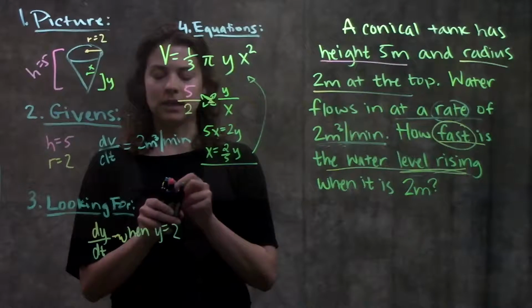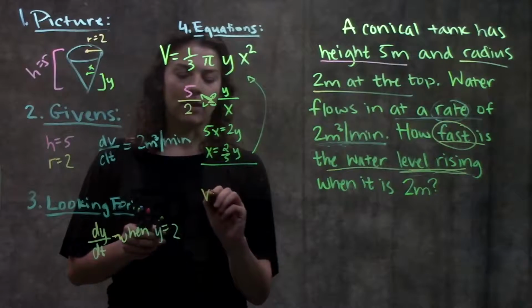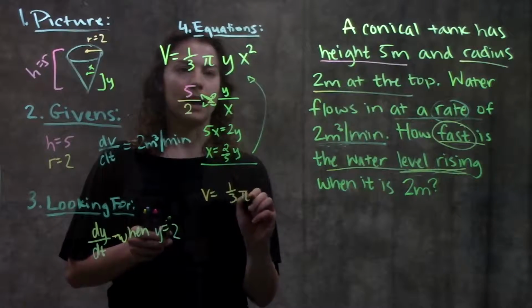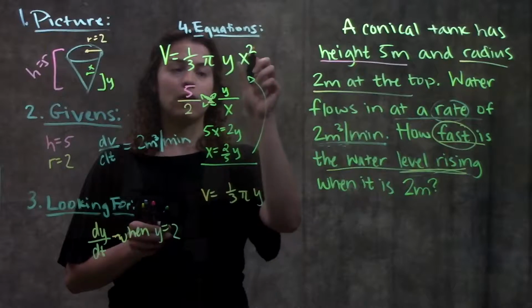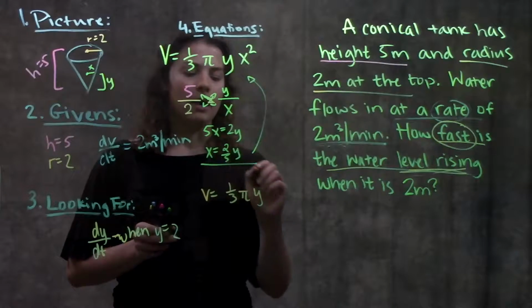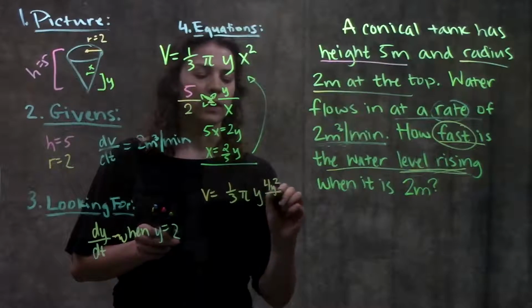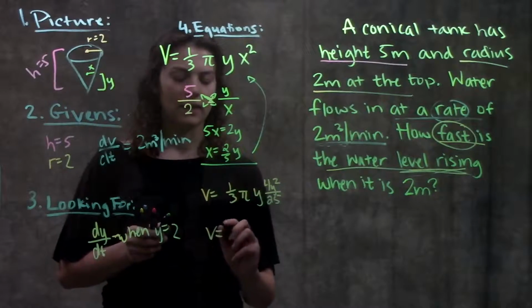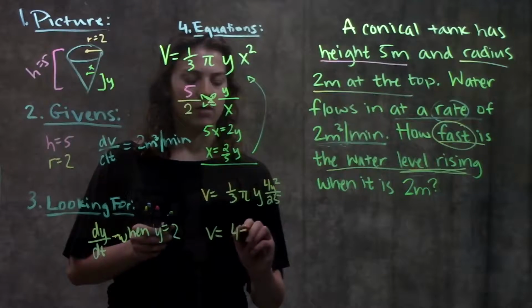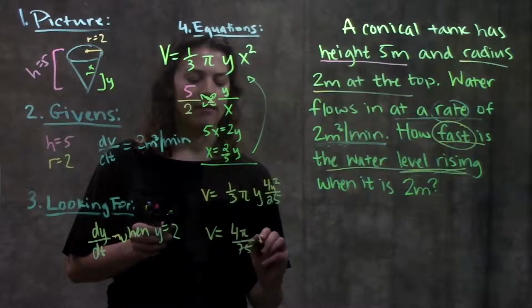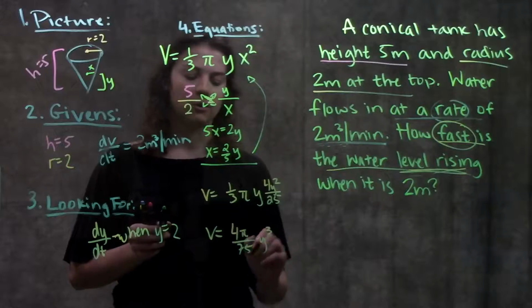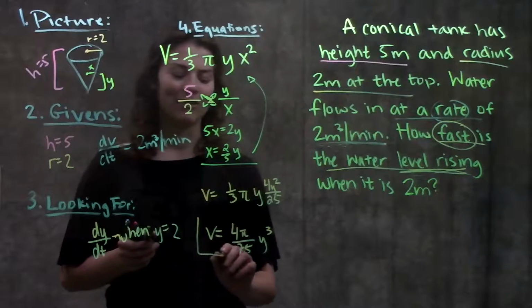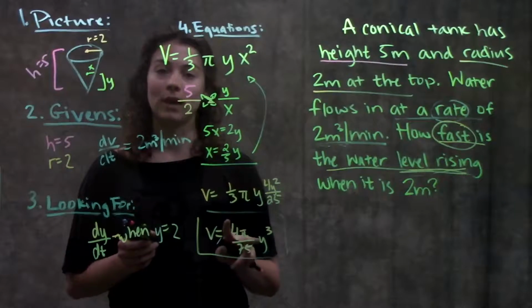When I plug it into my volume equation, I get volume is equal to 1/3 pi y times, I'm going to go ahead and distribute the square. 2 squared is 4, y squared over 25. Let's multiply this out just to simplify it a little. I get 4 pi over 75, y times y squared gives me y cubed. Okay, now I have an equation that's written in terms of only two variables.